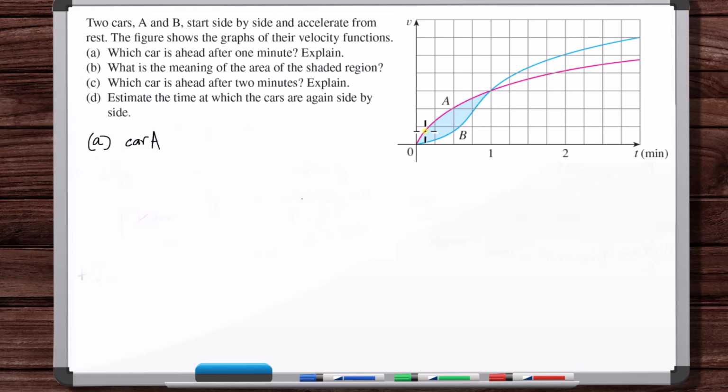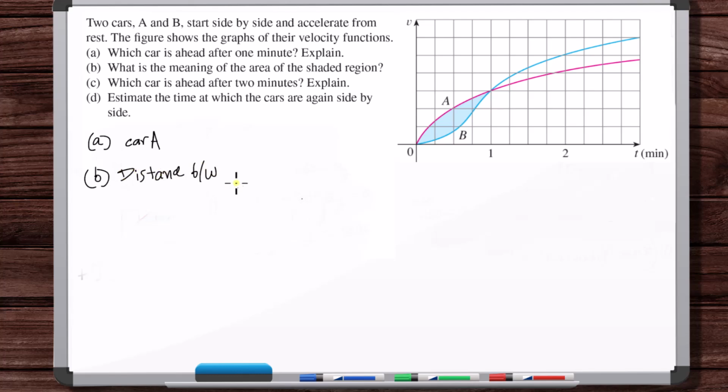So what is the area under curve A? It's the distance traveled by car A. What is the area under curve B? It's the distance traveled by car B in that first minute. So this area then is the distance between car A and car B at time t equal to 1 minute.